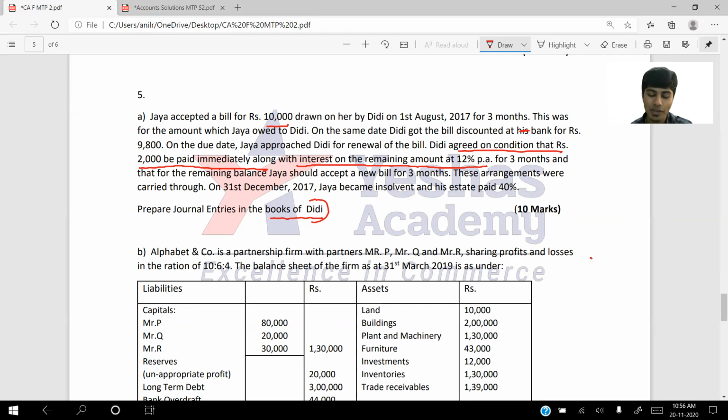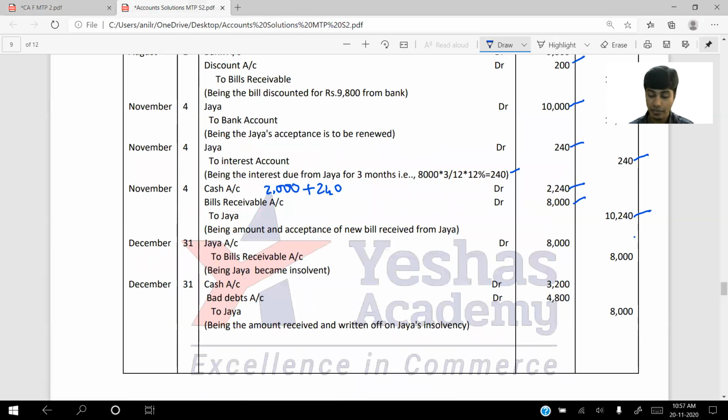So Jaya became insolvent and paid 40%. Jaya is supposed to pay us 8,000. In that, 40% she'll pay, that is 3,200 we will receive. What about the balance 4,800? Bad debt. Have a look.